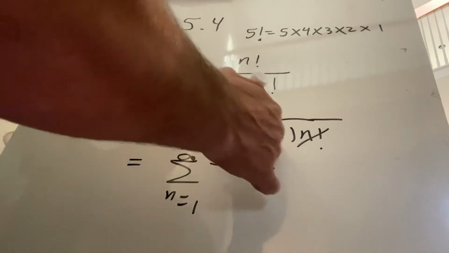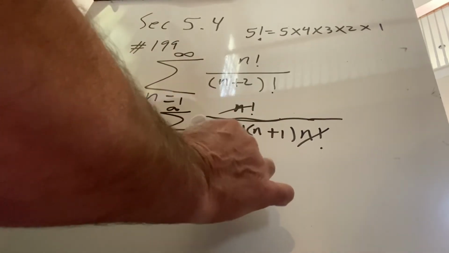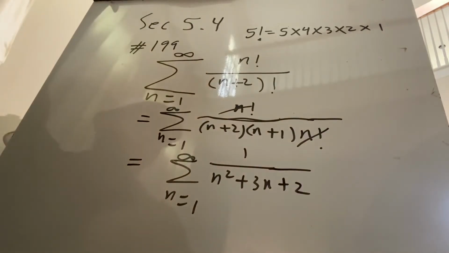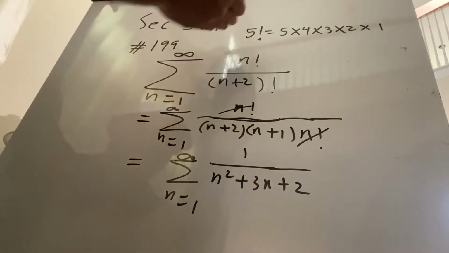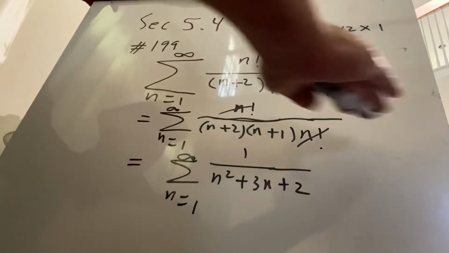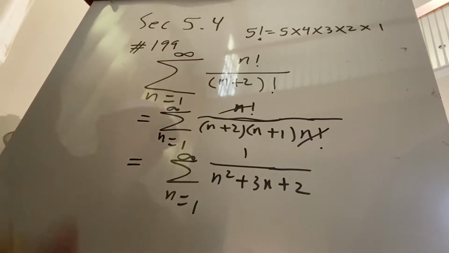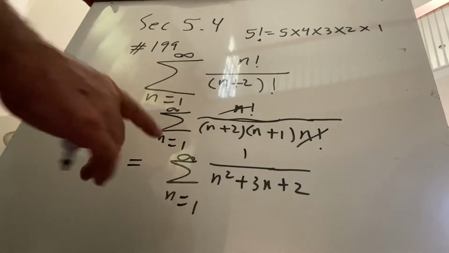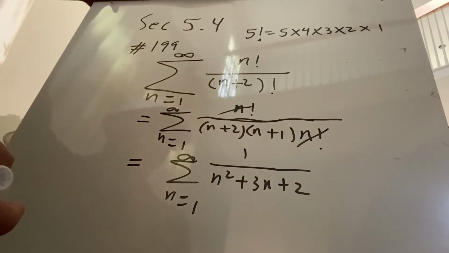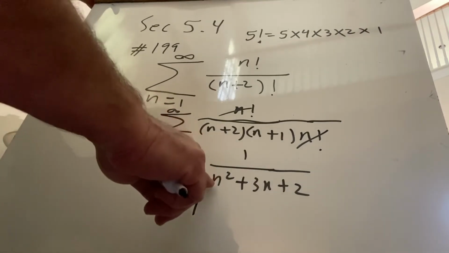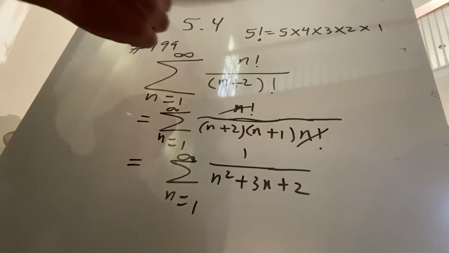Now, you can do the full method here. If you multiply these, I believe you get n squared plus 3n plus 2. So this is the same series; we just took the factor of n factorial from upstairs and downstairs, okay? Now, once you see that, hopefully you have some idea what you're going to compare it to. Remember, we have n squared down here plus something positive.